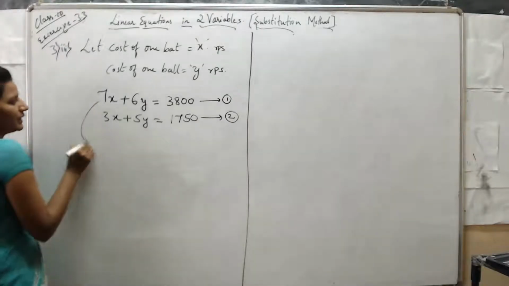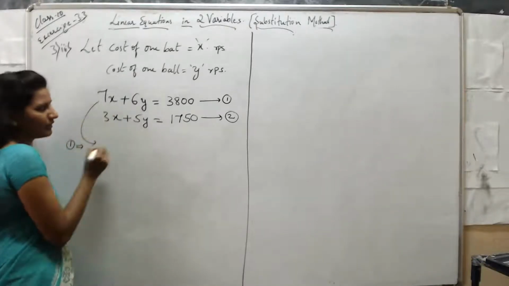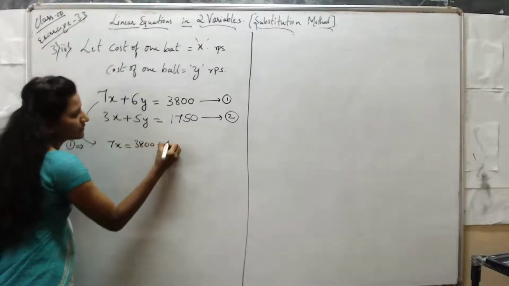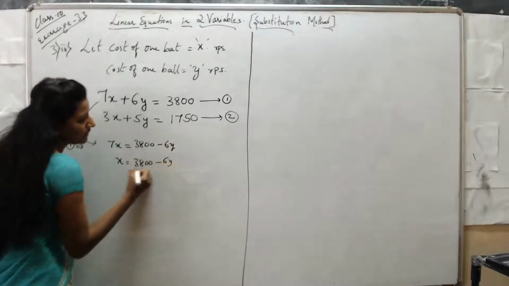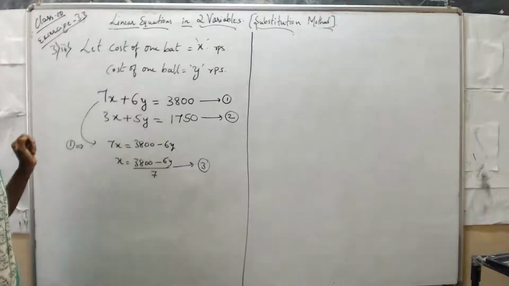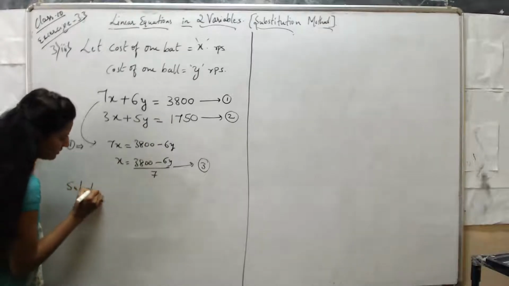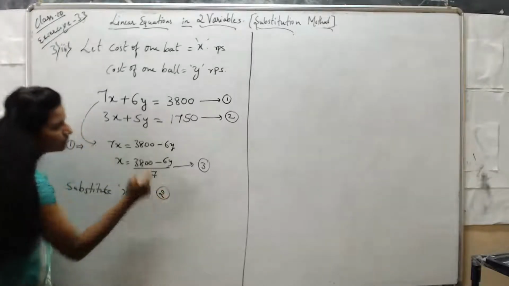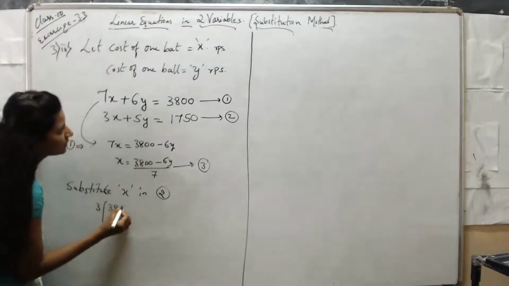So from this I am deriving the x value. Equation 1 implies 7x is equal to 3,800, plus 6y goes to the right side and becomes minus 6y. Therefore x is equal to (3,800 minus 6y) divided by 7. Take this equation as 3. Now what do we have to do? Substitute x in equation 2. 3 into what is x?